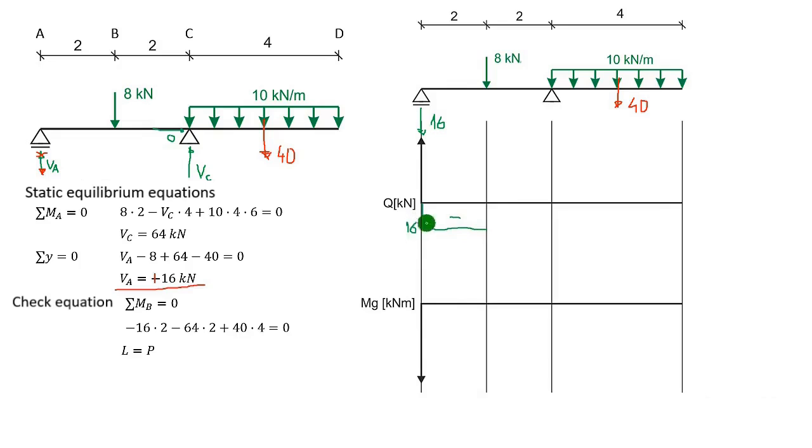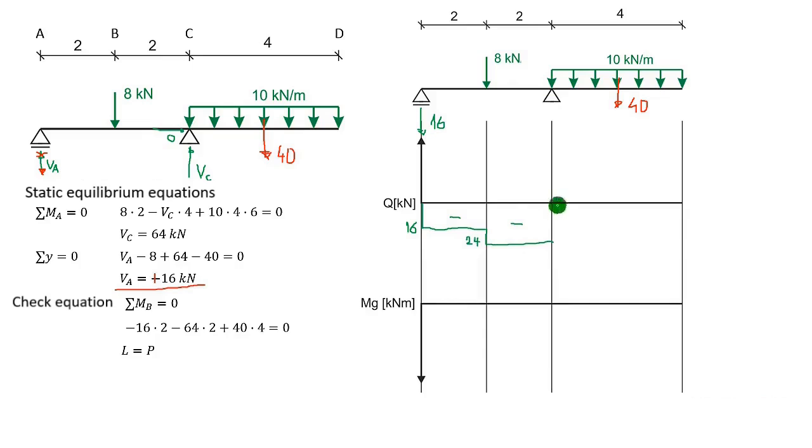Next, we have an applied 8. It is also directed downwards, so we now have a jump of 8 downwards. From that 16, we go to the value of 24. So here's 24. And on this segment BC, there is also no shear force, so the value does not change. This is also a negative value.